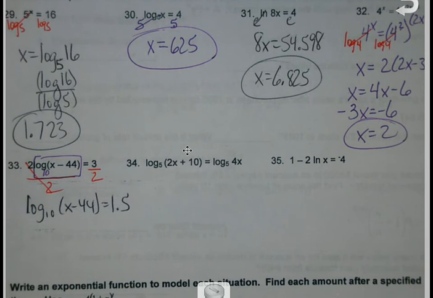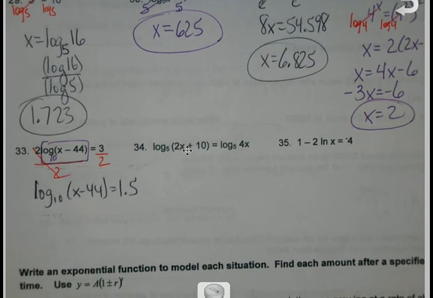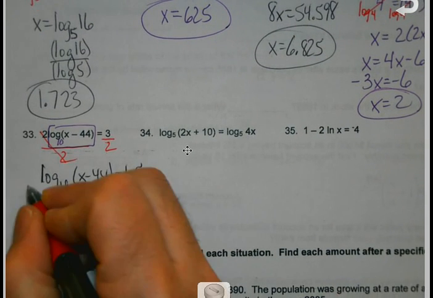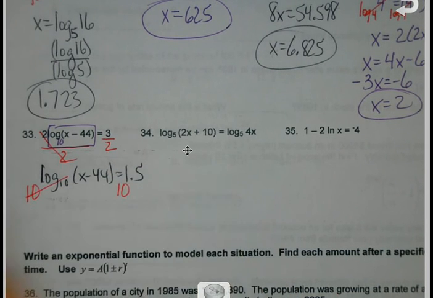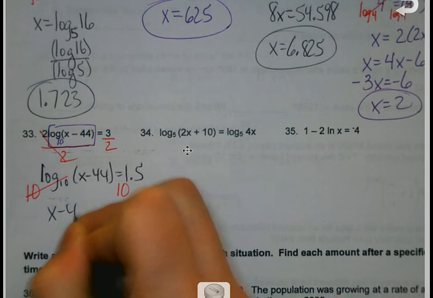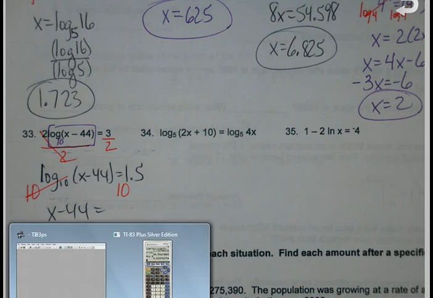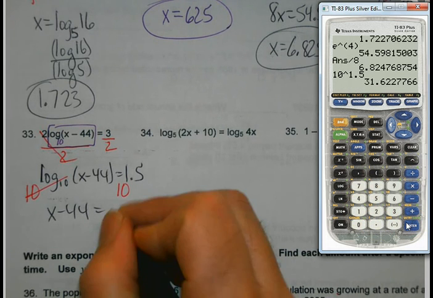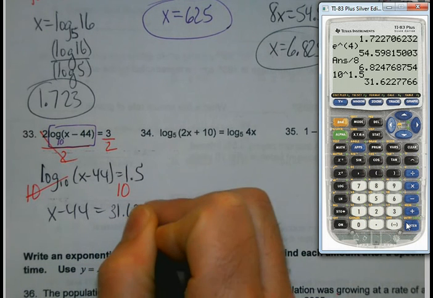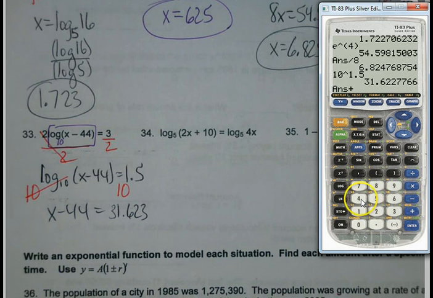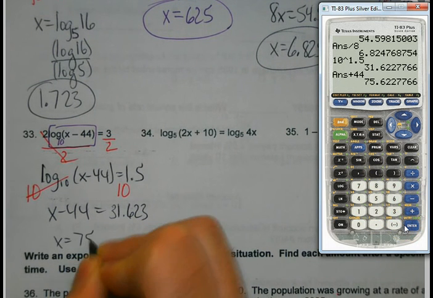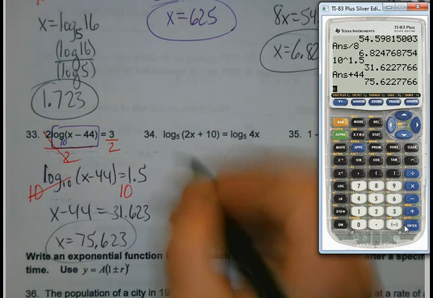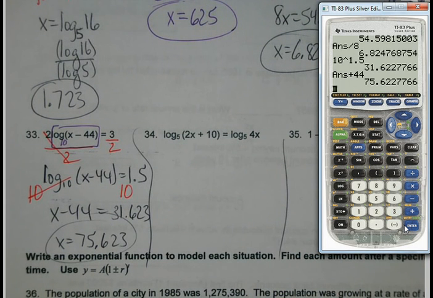And now I can go through, because the next thing that's in my way of getting to the 44 is that log base 10. So I exponentiate. Need a little calculator help here. I don't know 10 to the 1.5 off the top of my head. And then we'll just add the 44. And we're ready to go.